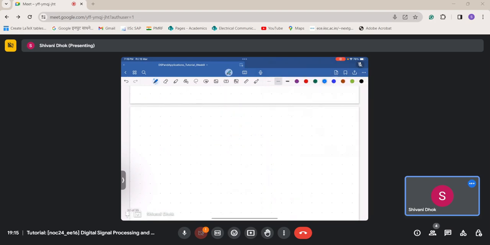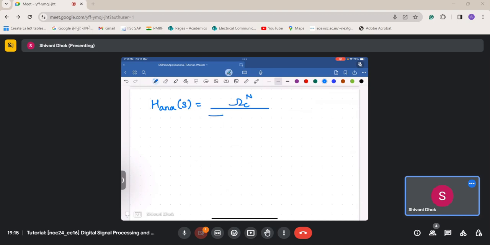So therefore h analog of s is equal to omega c to the power n upon the product, this is 16, k running from 1 to 16 of s minus sk, where sk is omega c into e power j (2k plus 9) by 16 pi.